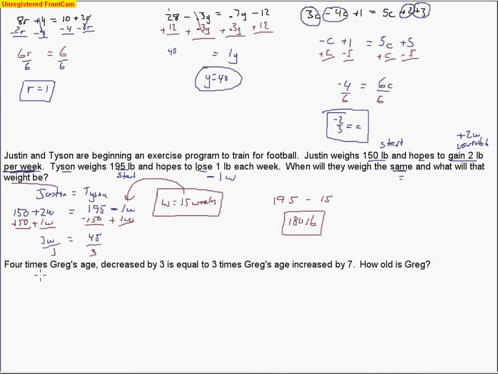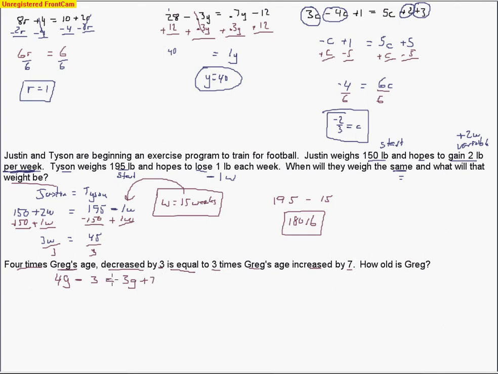Well, the next one says 4 times Greg's age. We don't know Greg's age, so let's call it G. So 4 times his age decreased, so minus, decreased by 3 is equal to, so we have the equal sign, 3 times Greg's age, don't know his age again, increased by 7. Increased means plus 7. How old is Greg?